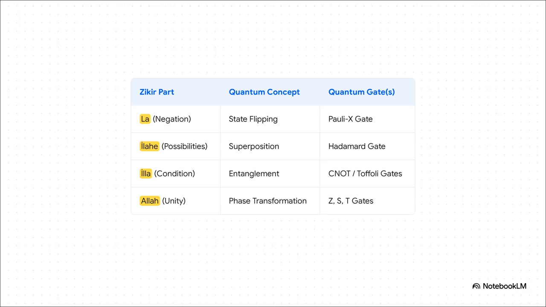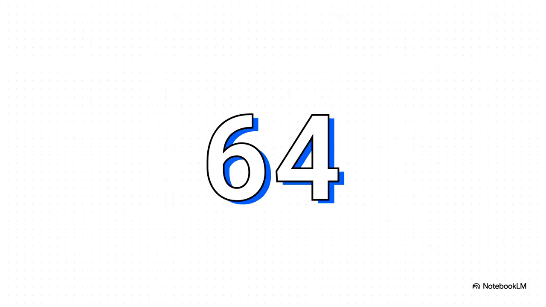So, La, the negation, becomes a gate that literally flips a qubit state. Ilah, all the possibilities, uses a gate that creates that superposition we talked about. Illa, the condition, maps to gates that create that spooky entanglement. And Allah, unity, uses special gates that create a kind of hidden internal shift. And this is where a single, truly remarkable number steps onto the stage: 64.